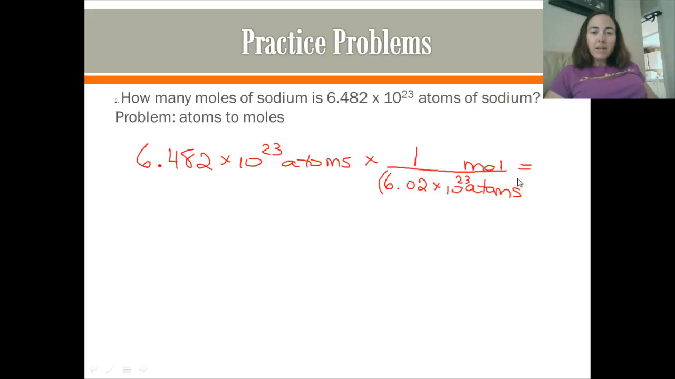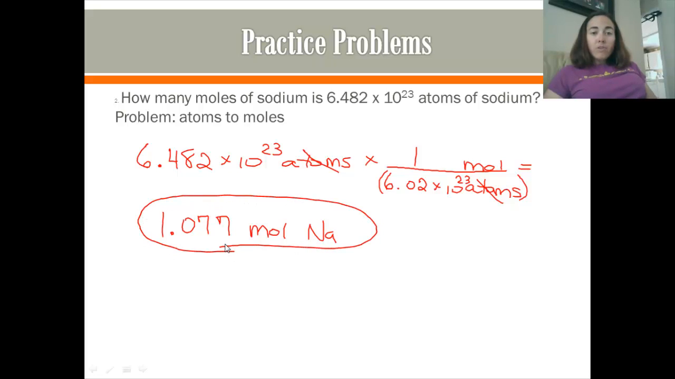Squeeze that in there. I'm going to put this in parentheses just to help you remember with your calculator, because what's going to happen is that same math function again. We're going to multiply 6.482 times 10 to the 23rd times 1, then divide by 6.02 times 10 to the 23rd. So I'm going to type that in my calculator now. And when I get that all typed in the calculator, I get just over 1 mole as my answer. So I need to round that off to 4 digits. The answer I'm going to go with is 1.077 moles of sodium.